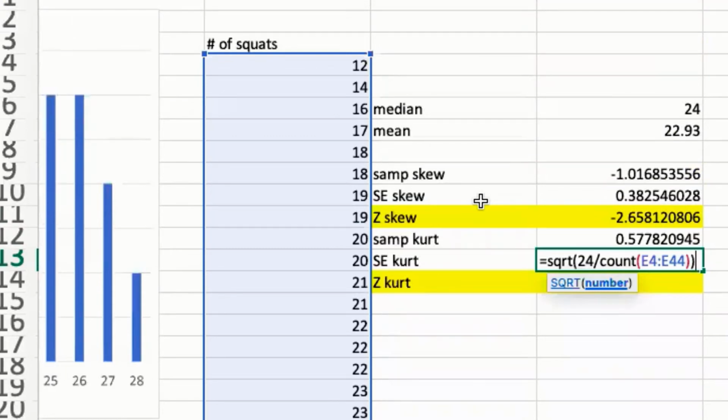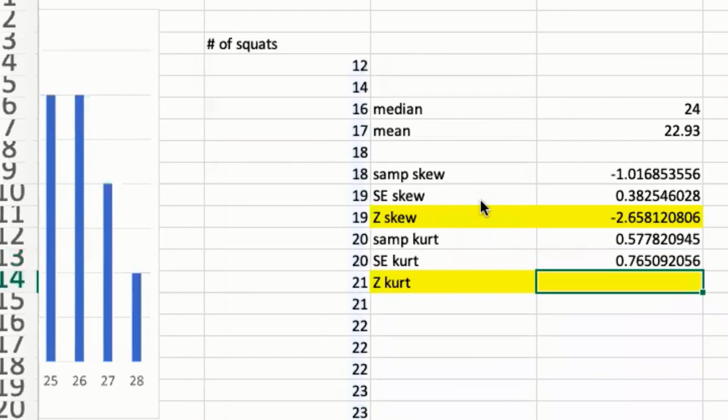And then I'll leave that up, but z-curt would be sample kurtosis divided by standard error. So we just do cell references. And then in this example, we do not have any kurtosis.